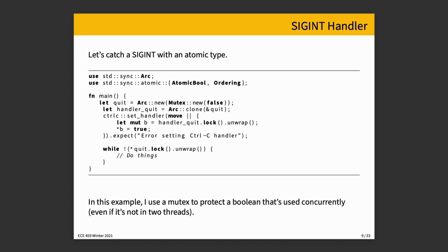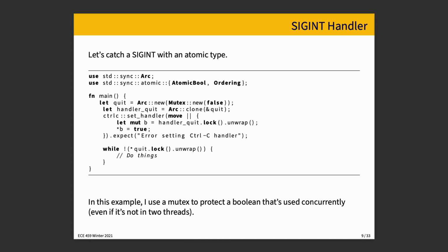But I use a mutex to protect a Boolean that's used concurrently, even though it's not in two different threads. The interrupt handler, in this case, which is catching a SIGINT, a Control-C, does not necessarily run in a different thread. However, it's asynchronous, so it can run at any time, and you can get race conditions caused by a signal handler, if you remember that from an earlier concurrency course.